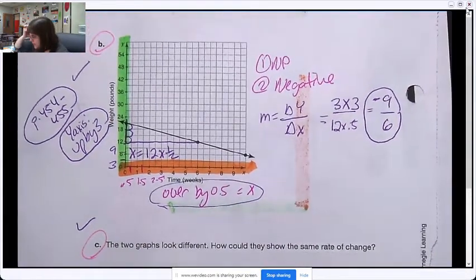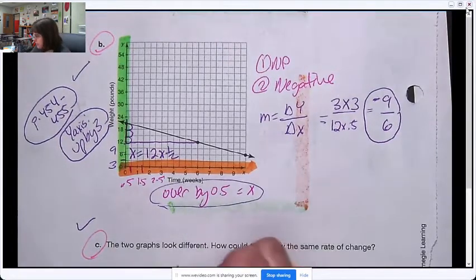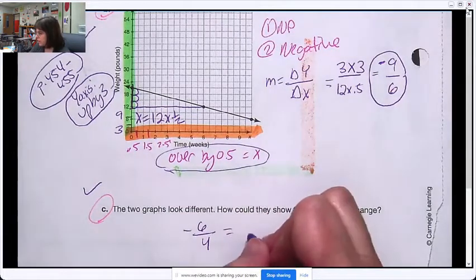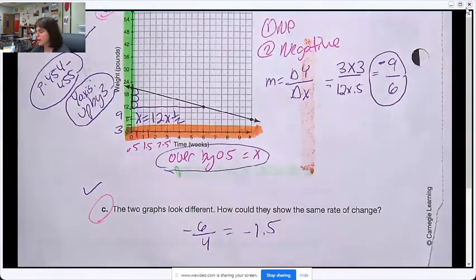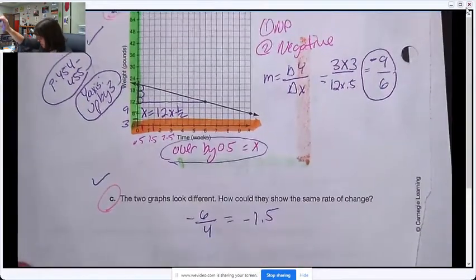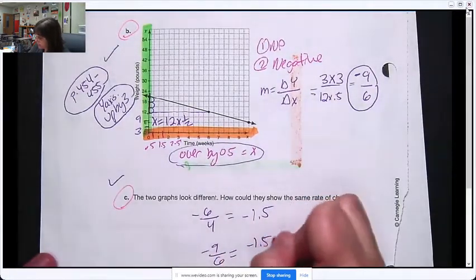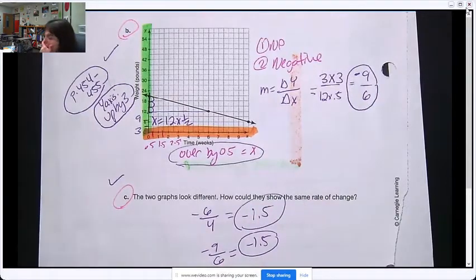Okay, and then it says, how could they show the same rate? Because if I simplify negative 6 over 4, I get negative 1.5. And if I simplify negative 9 over 6, I also get negative 1.5. Okay, so it gives you the same rate. There's just different scales.